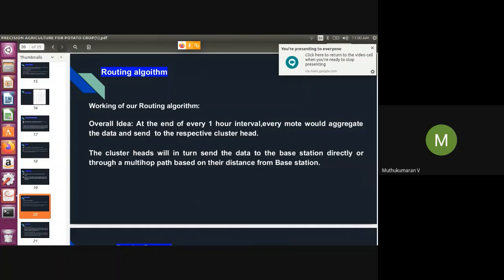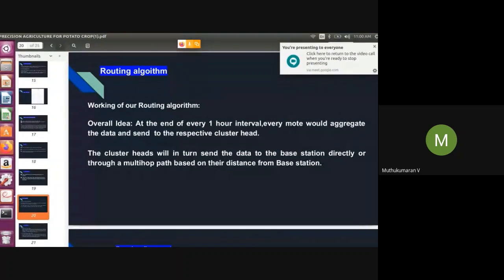At the end of every 1 hour interval, every node would aggregate the data and send it to the respective cluster head. The cluster heads will in turn send the data to the base station directly or through a multi-hop path based on their distance from the base station. And this is the overall idea. Now we will see the working.